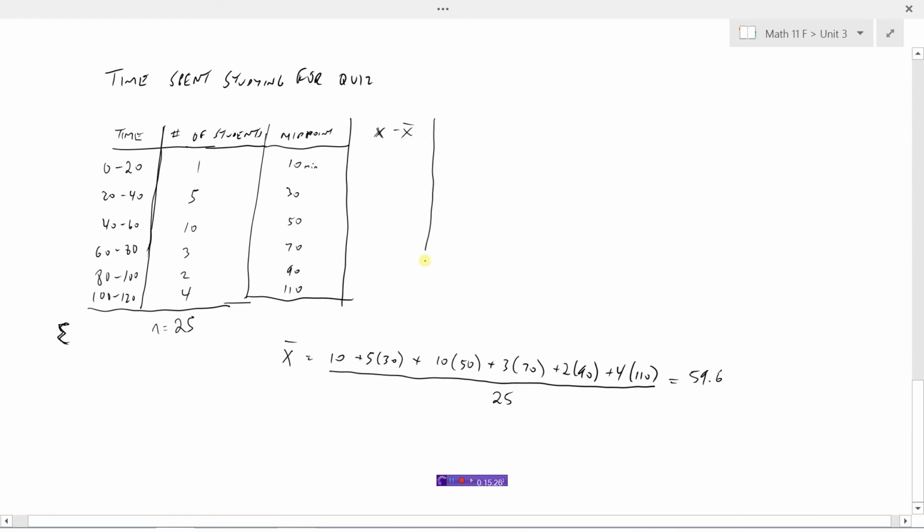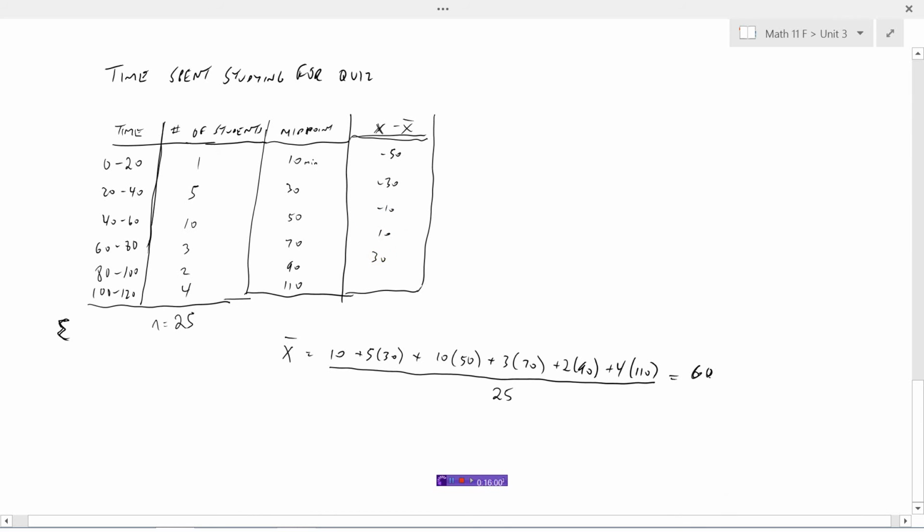So then, if I take each one of these and subtract it from the mean. Just for simplicity's sake, let's just make this 60. 59.6 will be a bit awkward to work with. So midpoint minus the mean. So 10 minus 60 would be negative 50. 30 minus 60 would be negative 30. 50 minus 60, negative 10. 70 minus 60, positive 10. This would be positive 30. And 110 minus 60 would be positive 50. So those would be the data minus the mean.